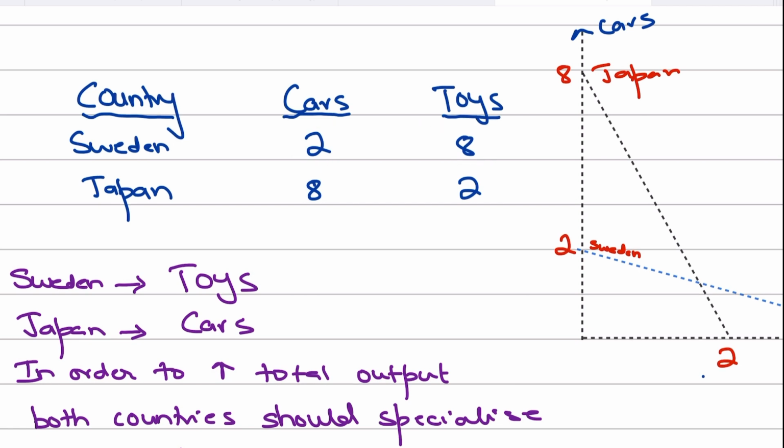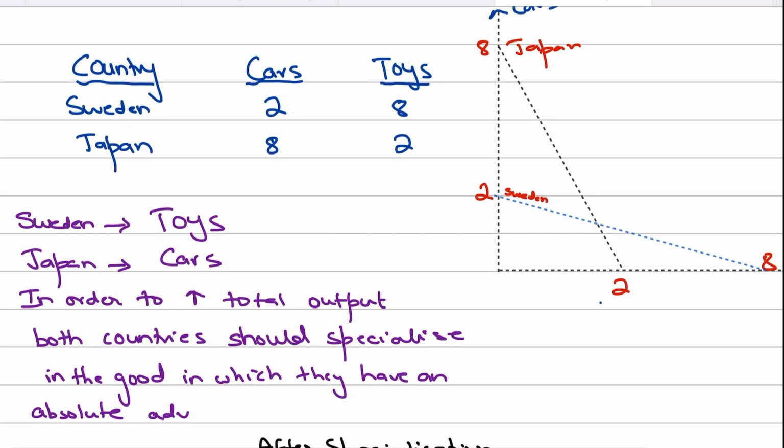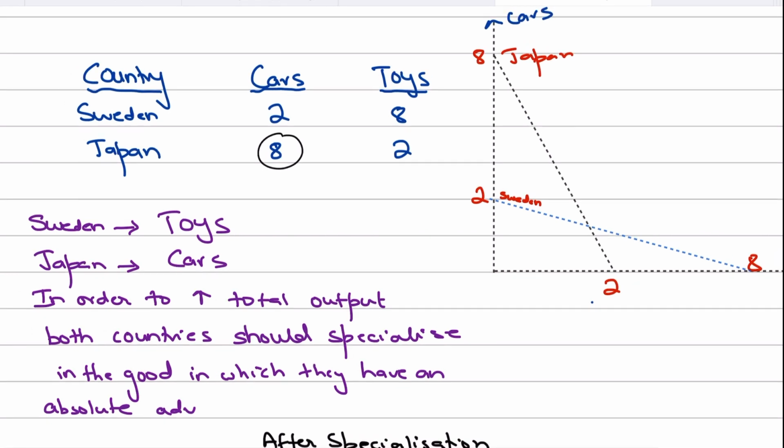But if Sweden makes two cars, it makes zero toys, and if it uses all the resources to make eight toys, it will make zero cars. Remember that. This is the very big mistake students make. Secondly, Japan can make eight cars, and if it does that, it will make zero toys, while Japan can make two toys with zero cars.